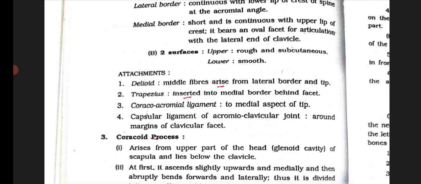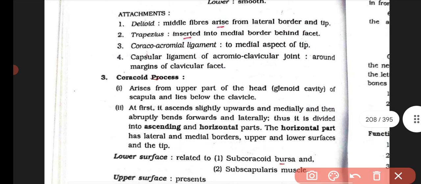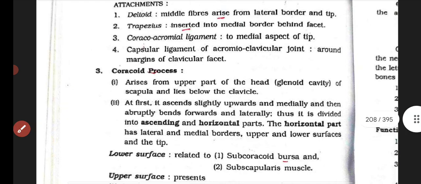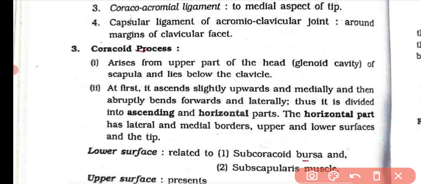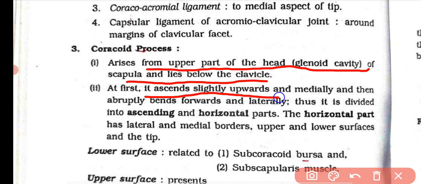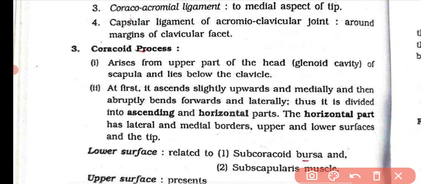Okay, now the third process is the coracoid process. The coracoid process arises from the upper part of the head of the glenoid cavity and scapula. It lies below the clavicle. At first it ascends slightly upwards and medially, and then abruptly bends forward and laterally. And then it is divided into an ascending and a horizontal part.